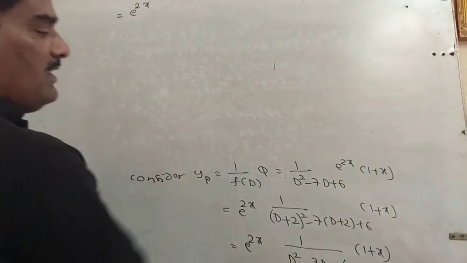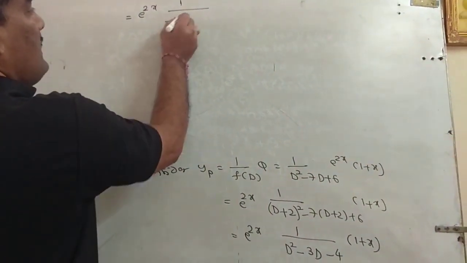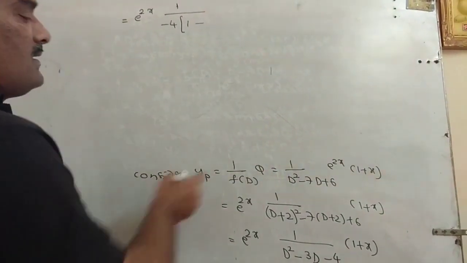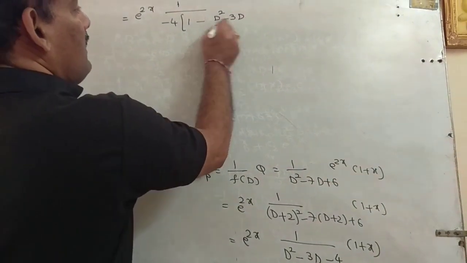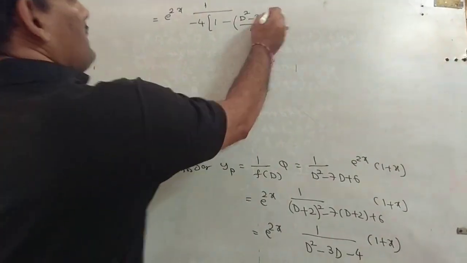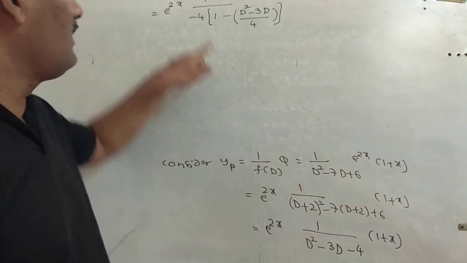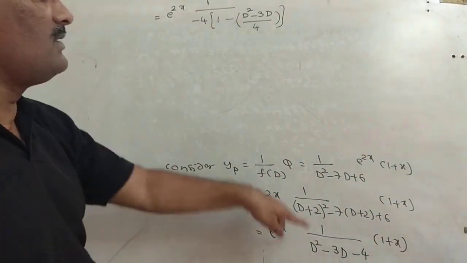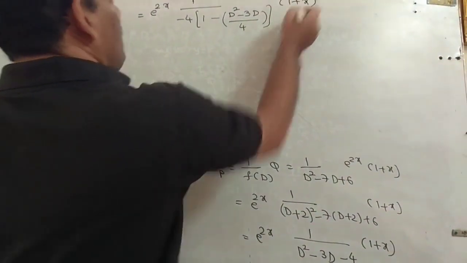So how to make the simplification? From this you are taking 1 divided by, I am taking minus 4 common, so that you are getting 1 minus, that becomes d square minus 3d divided by 4. If you want, you can make the simplification like this. Minus 4 into 1 is minus 4, and minus into minus is plus, 4 is cancelled, you will get d square minus 3d. So this entire value is of 1 plus x.